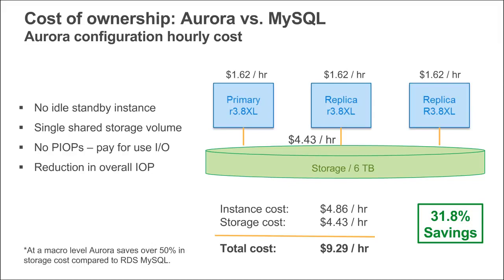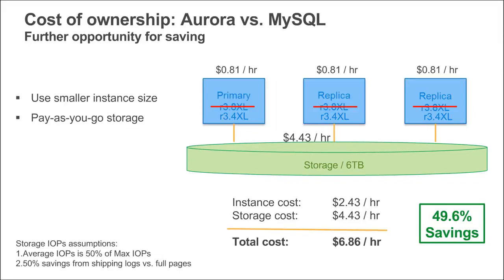Now, you switch to Aurora. To run this same sort of configuration, you can probably run for a lot less. Basically, Aurora requires less compute power to do the same amount of work, and right off the bat, you're down to $9.29 an hour, which is about 32% less expensive than what we had to start with.